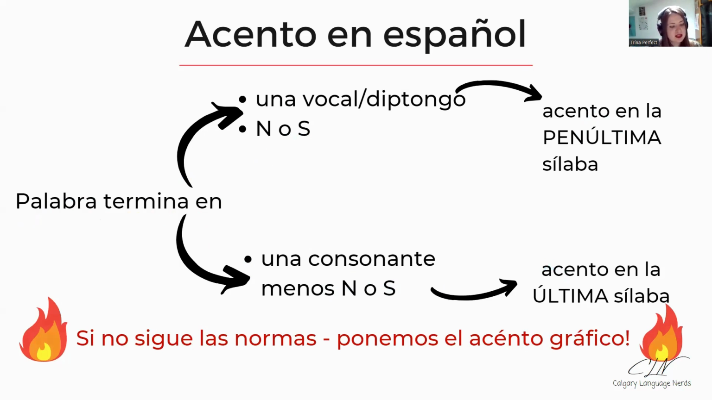Vale, pues ahora sabemos todo de lo que tenemos que saber sobre la pronunciación en español. So, now we basically know everything we need in order to pronounce the things in Spanish and read the things in Spanish and how to put the accent and things of a kind. What we're going to do now is we're going to practice.